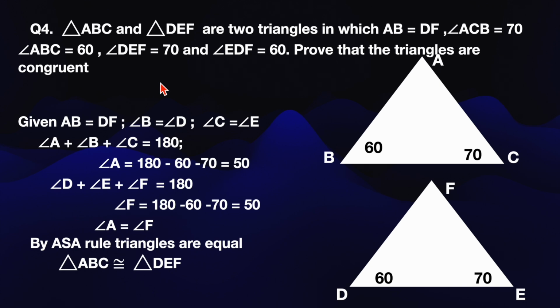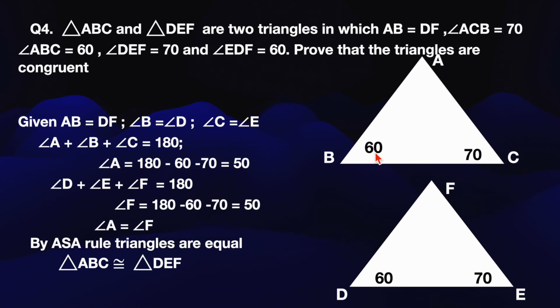Okay, question 4. ABC and DEF are two triangles in which AB is equal to DF. So AB is equal to DF. Angle ACB is 70, angle ABC is 60, and this angle DEF is 70, and angle EDF is 60. Prove the triangles are congruent. So we have the side which is equal, this angle is equal, this angle is equal.